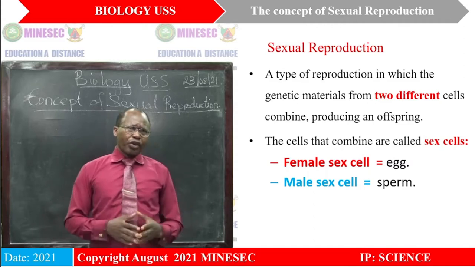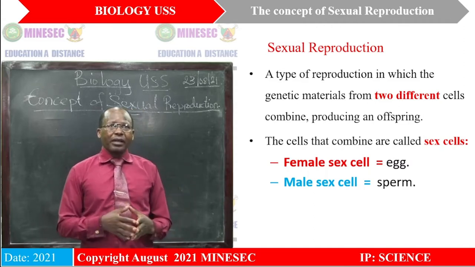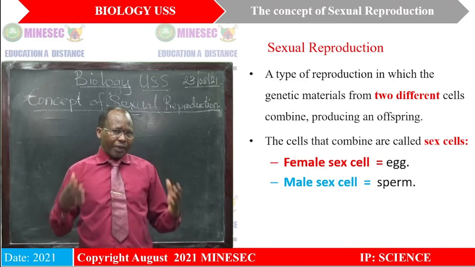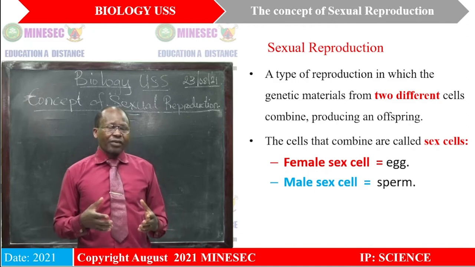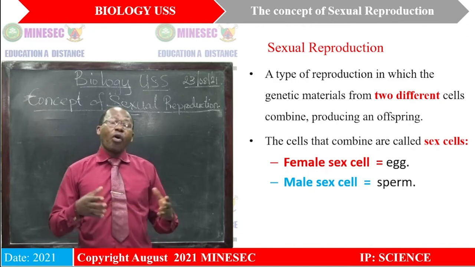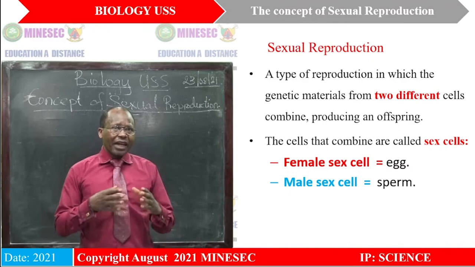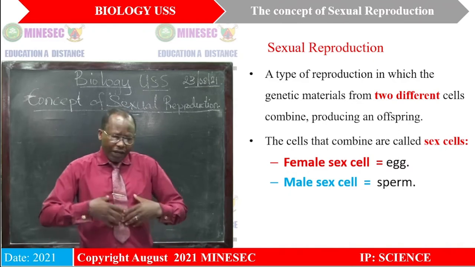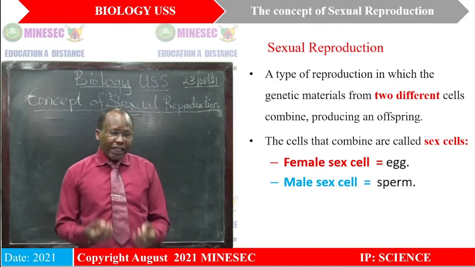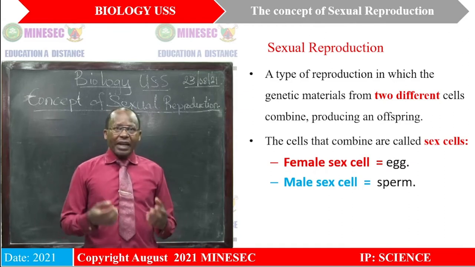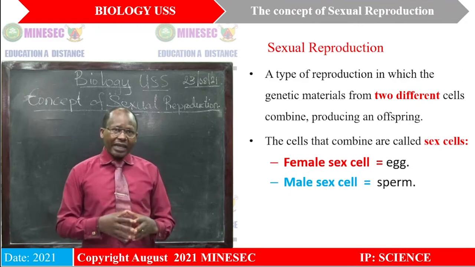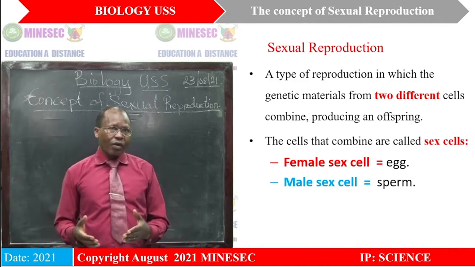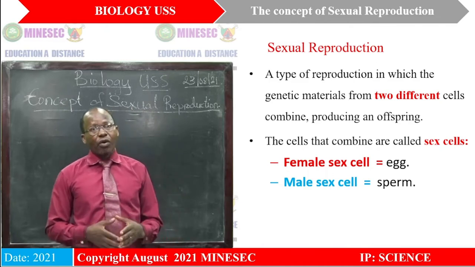Now, in sexual reproduction, the genetic material comes from two different parents. And the cells which combine are what we call the gametes. And these combine to produce an offspring. Therefore, even including humans, for sexually reproducing organisms, there is a combination of what we call sex cells. The female will produce the egg, while the male will produce the sex cell which is called the sperm.